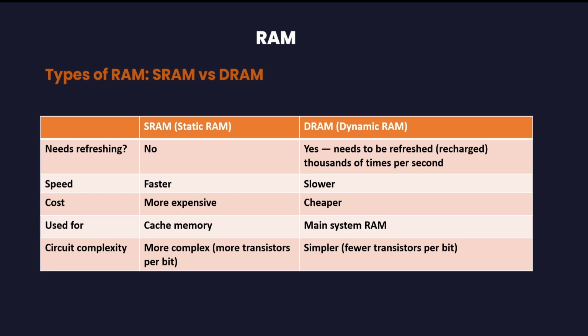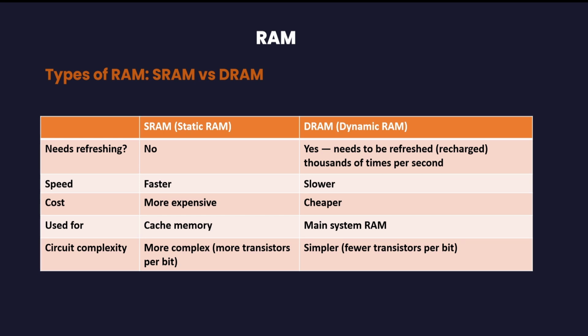First is SRAM, that is static RAM. Second one is DRAM, that is dynamic RAM. So, does it need refreshing? SRAM? No. DRAM? Yes. Needs to be refreshed thousands of times per second. Speed? For SRAM, it is faster. DRAM is generally slower. Cost? SRAM is more expensive. DRAM is cheaper. SRAM is used for cache memory, and DRAM is your main system RAM. Circuit complexity: SRAM more complex, more transistors per bit.